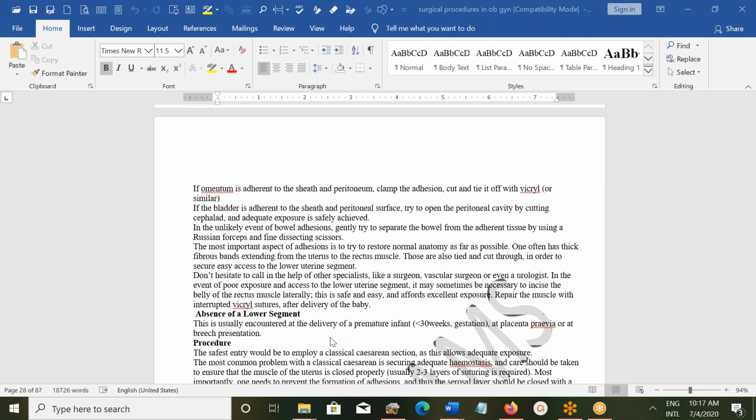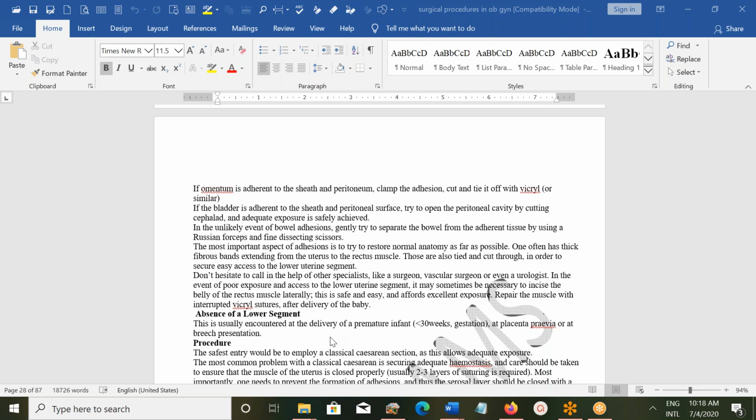If the omentum is adherent to the sheath and peritoneum, you should clamp the adhesion, cut and tie it off with vicryl or a similar suture material. If the bladder is adherent to the sheath and the peritoneal surface, then try to open the peritoneal cavity by cutting, scaffold, and obtain adequate exposure if safely achievable. In the unlikely event of bowel adhesion, gently try to separate the bowel from the adherent tissue by using a rat-tooth forceps and fine dissecting scissors.